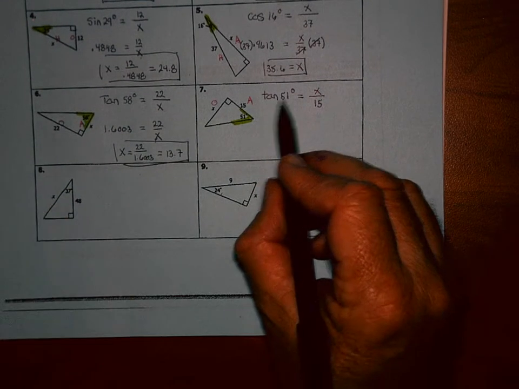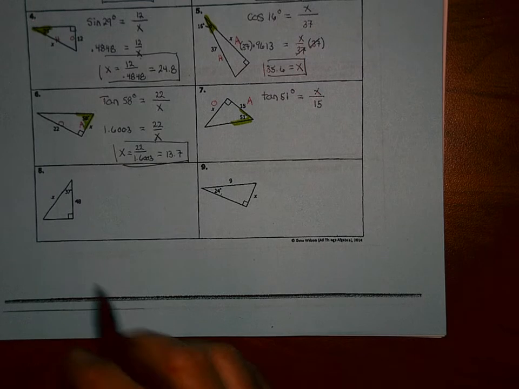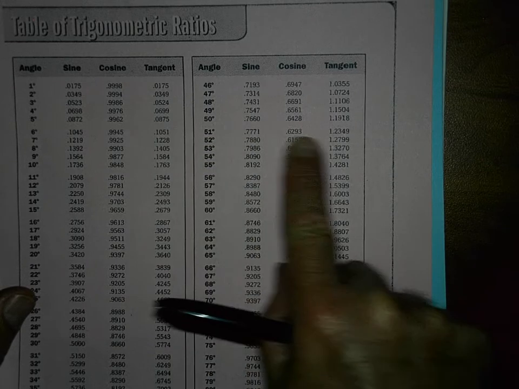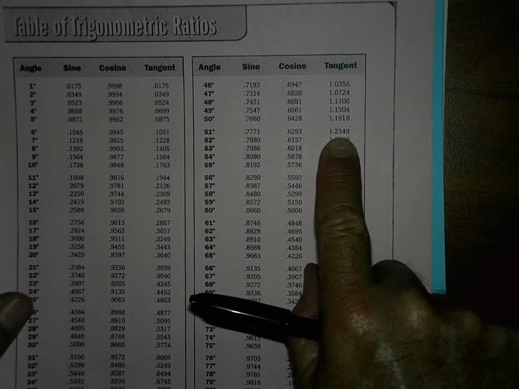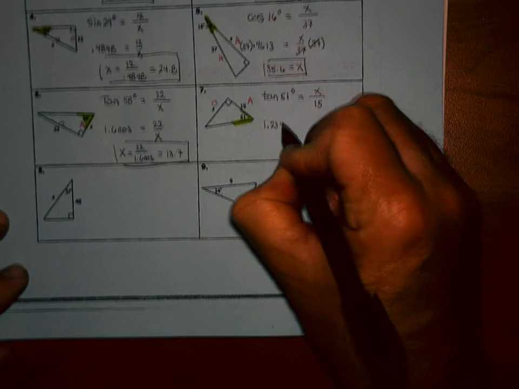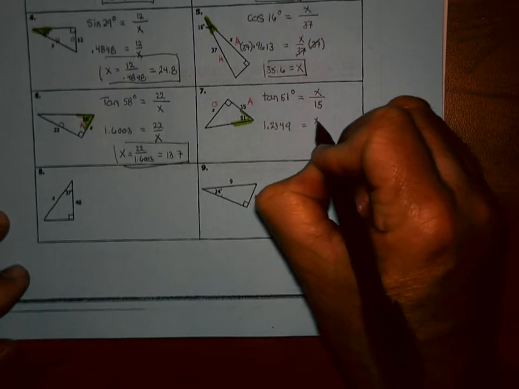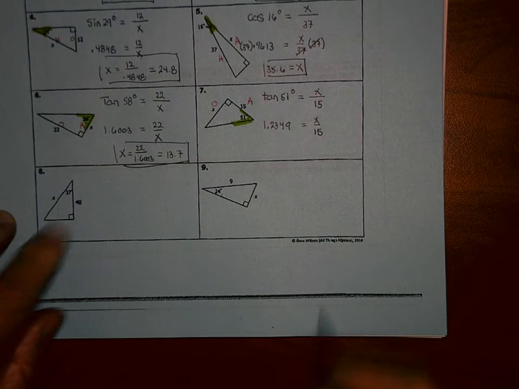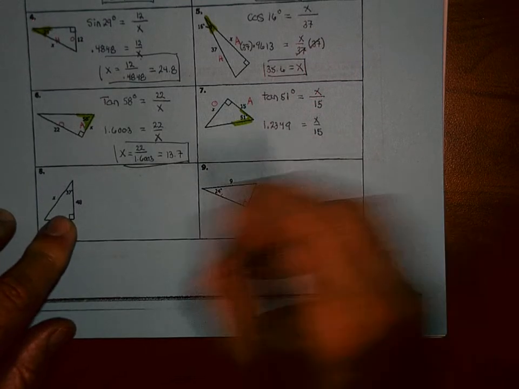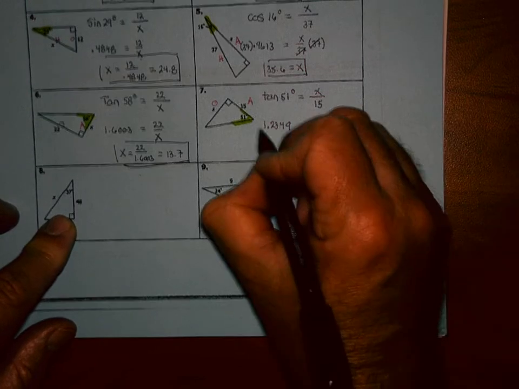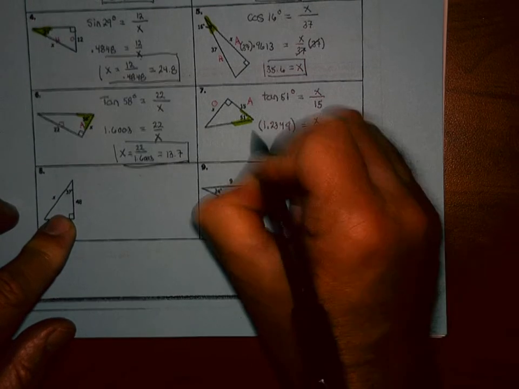Convert tan of 51 into a decimal by using your table. So there's 51 degrees. Follow it underneath the tan column, 1.2349. So tan 51 is 1.2349. That's equal to x over 15. And now when we're solving this, x is in the numerator, so I don't do that switcheroony thing that I did in the previous problem. I just multiply both sides by 15 in order to solve. So multiply both sides by 15.